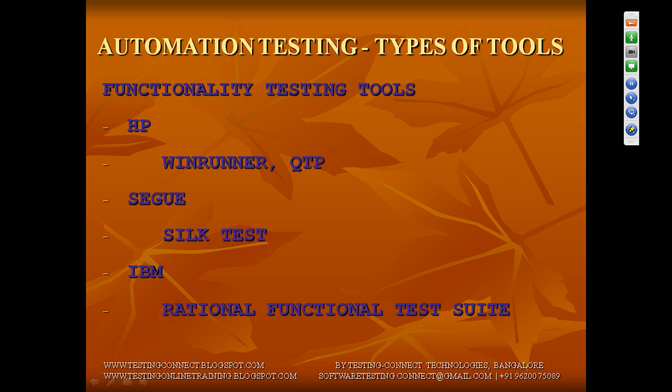Usage wise, 50% of the market is owned by Quick Test Professional. The remaining, less than 20% you can say is Silk Test, and 10 to 15% is Selenium. Selenium is one more functionality testing tool, and it is an open source tool. Open source means you can download it from the internet and use it free of cost. These days the entire market, all the clients, are looking into Selenium. The remaining 10 to 20% is all the other tools.